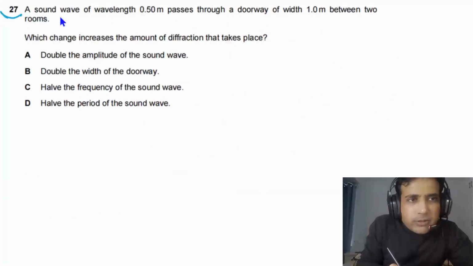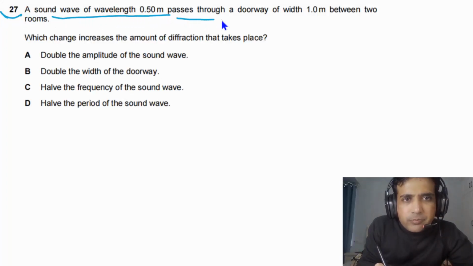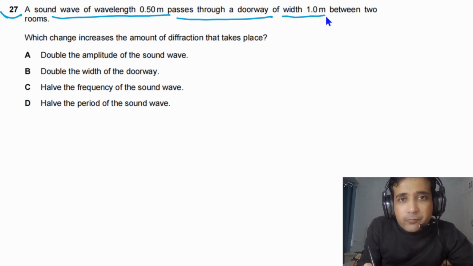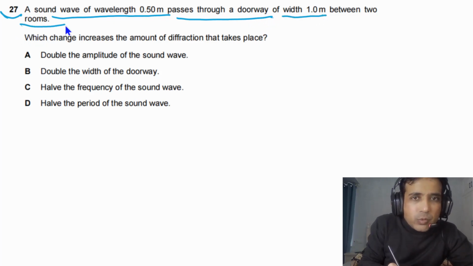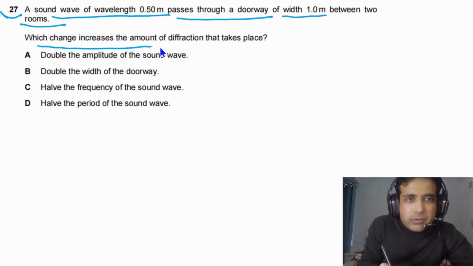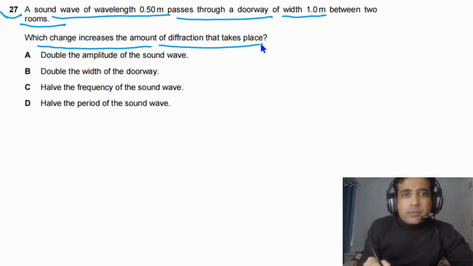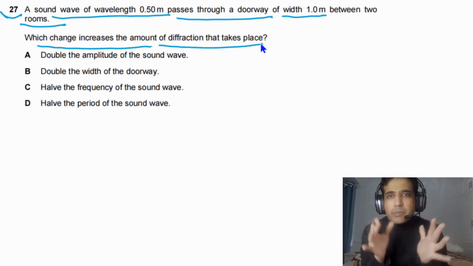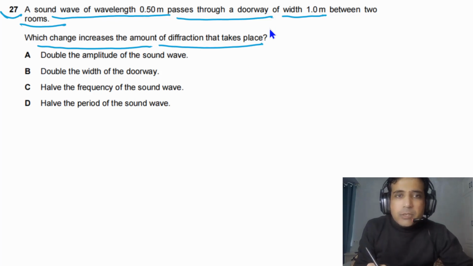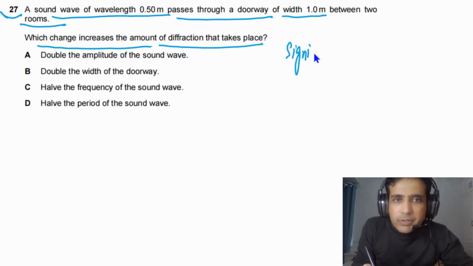For question number 27, it is given to us: a sound wave of wavelength 0.50 meter passes through a doorway of width 1.0 meter between two rooms. Which change increases the amount of diffraction that takes place? A typical type of question about diffraction. So first of all, we need to understand when significant diffraction will take place. What is the condition for that?